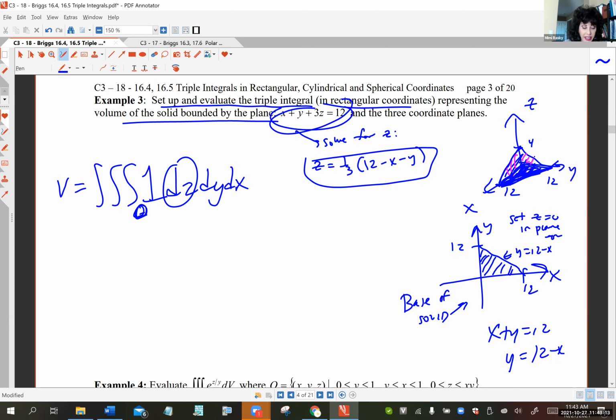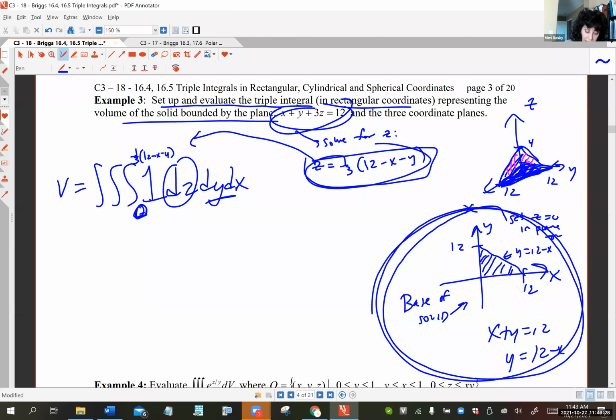And what's the highest it gets? Well, the highest it gets is this plane, 1/3 parentheses 12 minus x minus y. That's the upper limit. Now, how do you iterate the x and y integrals? You look at what's going on here in the xy plane. And we notice that dy dx is the vertically simple choice.